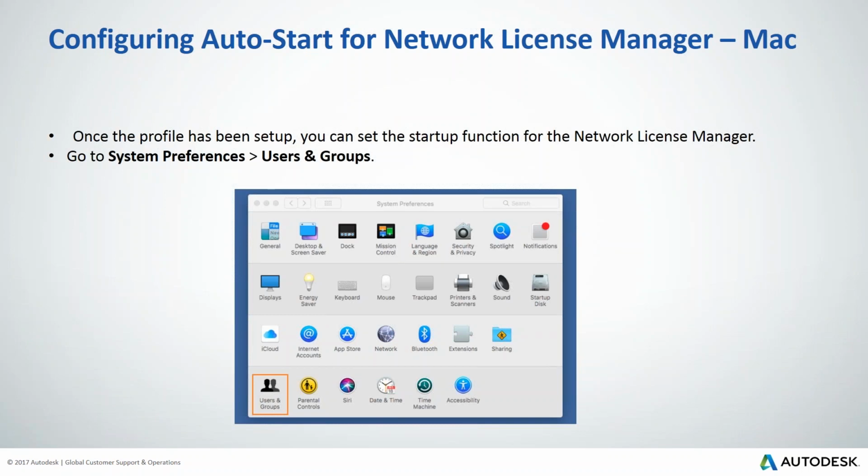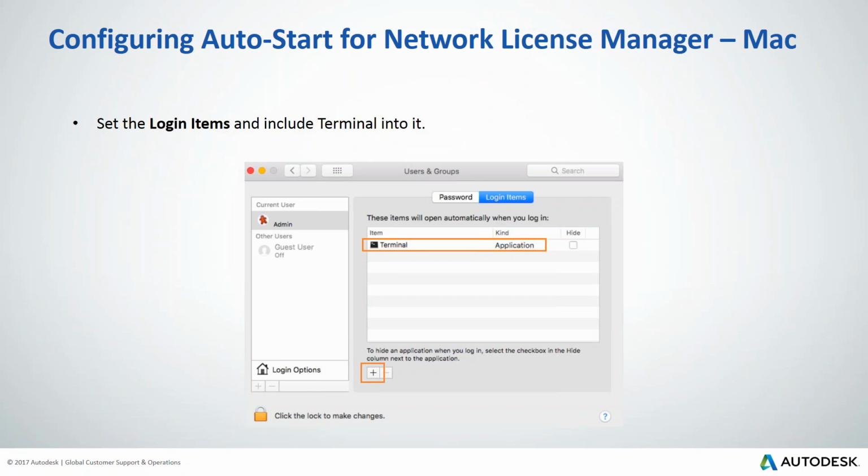Alright, once that's set up, you can go to your System Preferences under Users and Groups. You can add the Mac Terminal utility in the login items. This is just like, if you know Windows, your startup items. So you need to add this in order for the terminal to start automatically for you later.